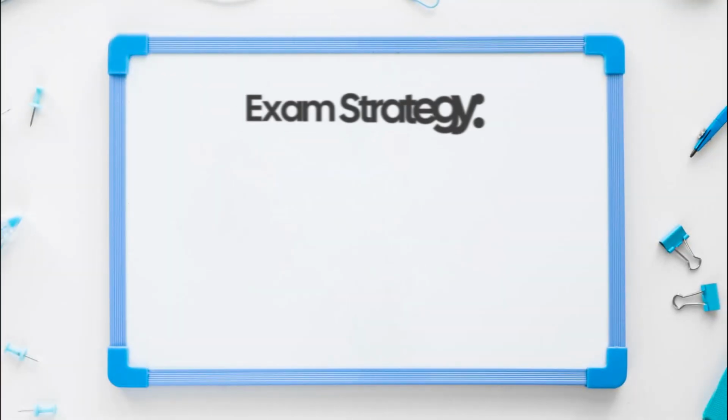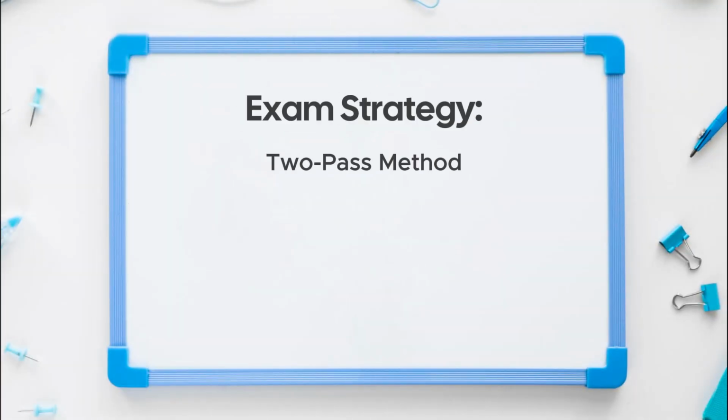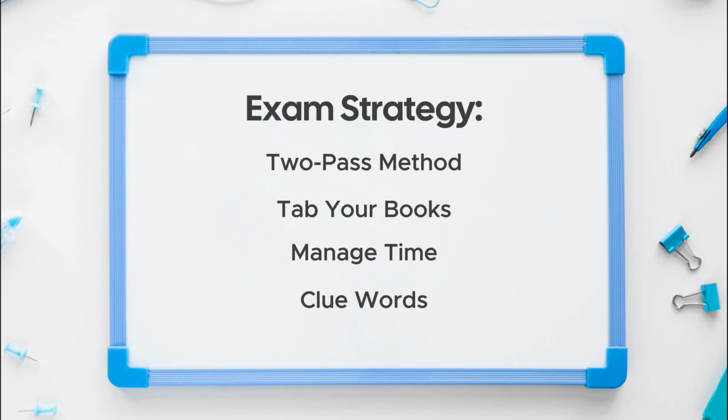On exam day, strategy is everything. Use the two-pass method: first pass, easy wins. Second pass, layered case scenarios. Last 15 minutes, grid check. Tab your books: ICD-10 guidelines, diabetes table, hypertension table, neoplasm table. Manage time. 100 questions in 240 minutes means approximately 2.4 minutes each. Don't let one case drain your clock. Clue words: watch for history of, long-term use, or with complication. They guide you to the right answer.